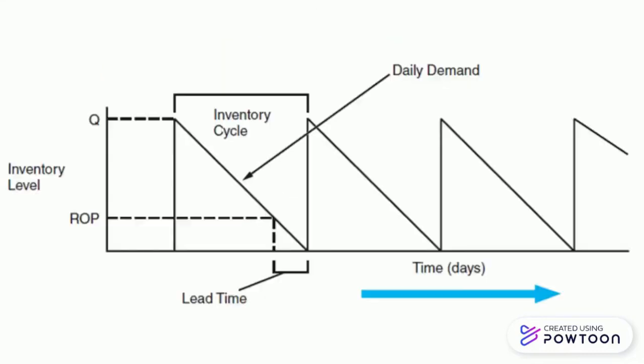The assumptions of the EOQ model produce the sawtooth inventory usage pattern illustrated in this figure. Values for economic order quantity and reorder point are calculated separately for each type of inventory item. Each time inventory is reduced by sales or use in production, its new quantity on hand is compared to its reorder point.